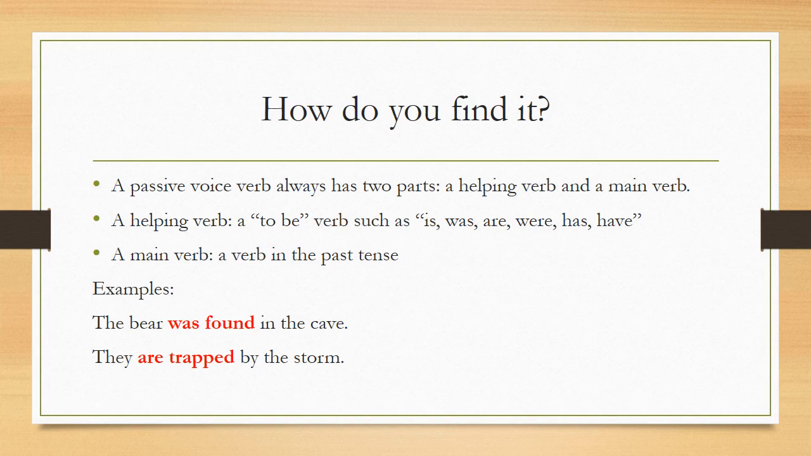So in our examples, "The bear was found in the cave," was is the helping verb and found is the main verb. You can tell this is passive because the bear is not performing the action of finding, but rather is being found. In our other example, "They are trapped by the storm," are is the helping verb and trapped is the main verb. Again, you can tell this is passive because they are not doing the trapping, but rather are being trapped.